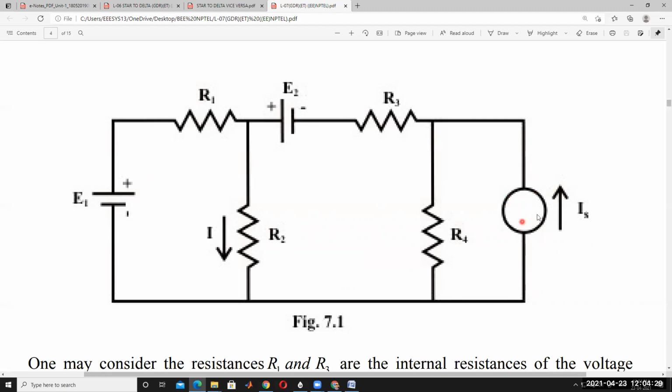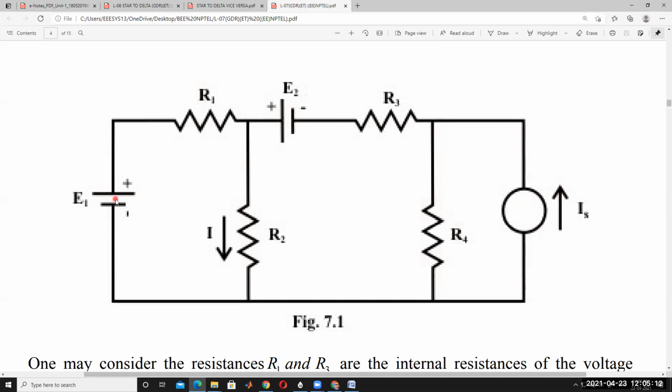So how to get the response, the current here? Activate this source and deactivate this source and this source, and find current I; that current is called I1. After that, deactivate E1 and IS, activate this source, and find current I by applying only this source. Similarly, activate this source and deactivate the two voltage sources, and find the current flowing through R2; that current is I3.